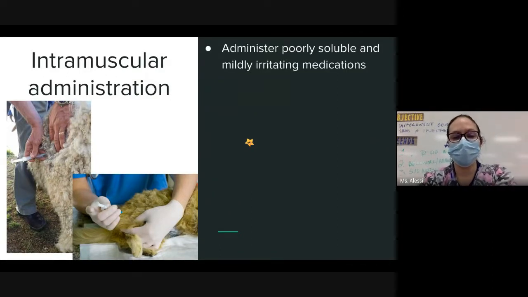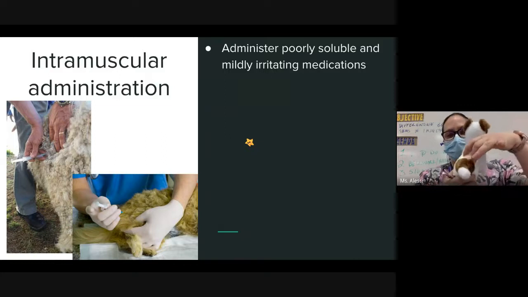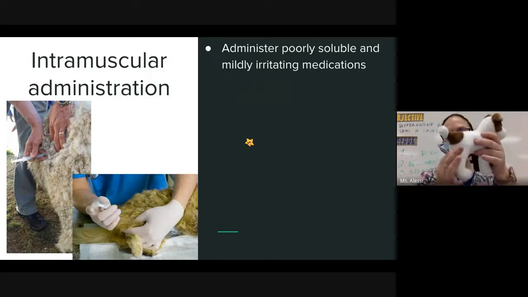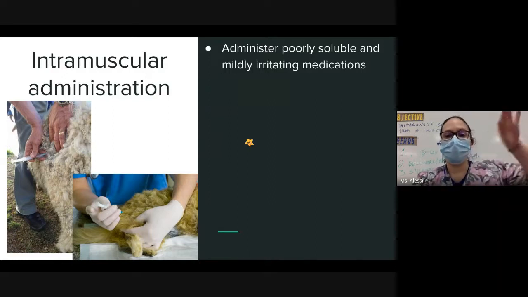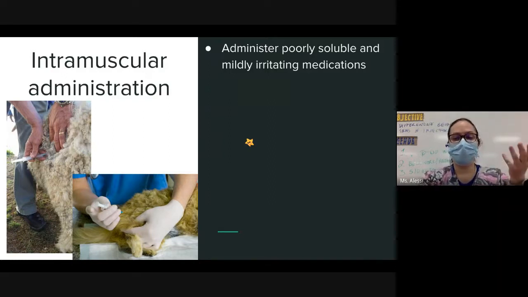Intramuscular, you are administering at a 90-degree angle. So I have two sections, at least on dogs and cats, that I can use. I can use the epaxial, which is on either side of the spine, or I can use your quads. Okay, so either back or front. You want to administer those poorly soluble or mildly irritating medications intramuscularly. So subcutaneous is going to absorb over time. It takes a while.